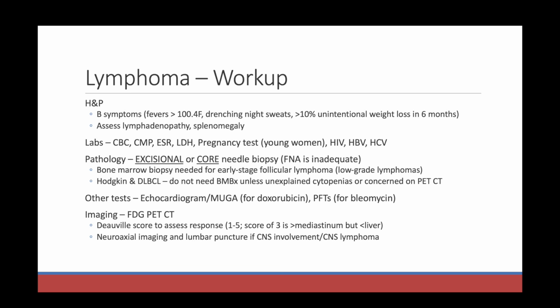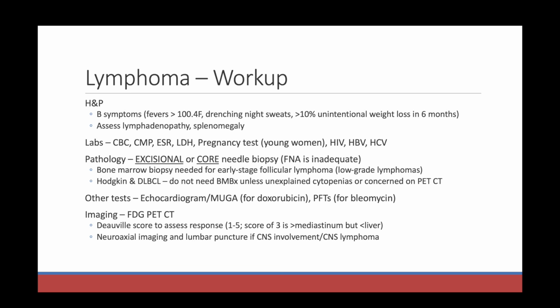In your H&P, you always want to ask about B symptoms, and that is defined as fevers greater than 100.4 degrees Fahrenheit, drenching night sweats, or over 10% unintentional weight loss within the last 6 months. You always want to assess lymphadenopathy and splenomegaly on exam. And labs, get CBC, CMP. You want to get ESR and LDH as well. And then for young women, make sure you get a pregnancy test, and you can test for HIV, HBV, HCV.